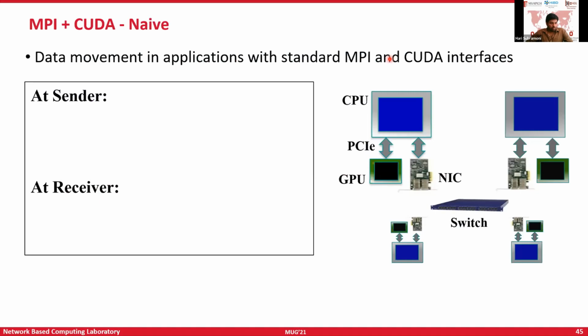So what is MVAPICH2-GDR and what is the big deal about it? So typically, if you look at GPU-based applications, what is the modus operandi? I take the data from the CPU to the GPU, do my computation on the GPU, move the data back up to the CPU, transfer the data from one node to another. So this was the modus operandi a long time ago when GPUs first came into the HPC ecosystem. But then we asked a question, is this the best possible use of the application developer's time?